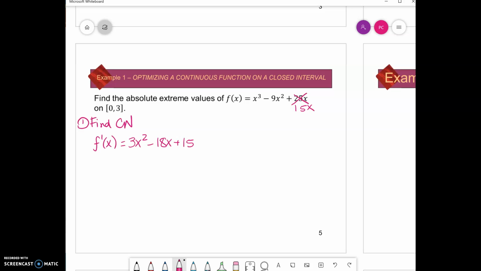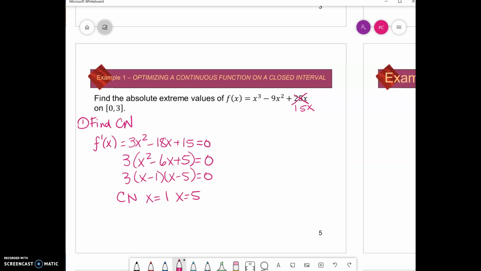All right, so when we find the critical numbers, we're going to set this equal to 0 after we find the derivative. I can factor out a 3, leaving me with x squared minus 6x plus 5 equal to 0. And then we factor more. I have 3 times x minus 1 times x minus 5, giving me critical numbers of x equal to 1 and x equal to 5.